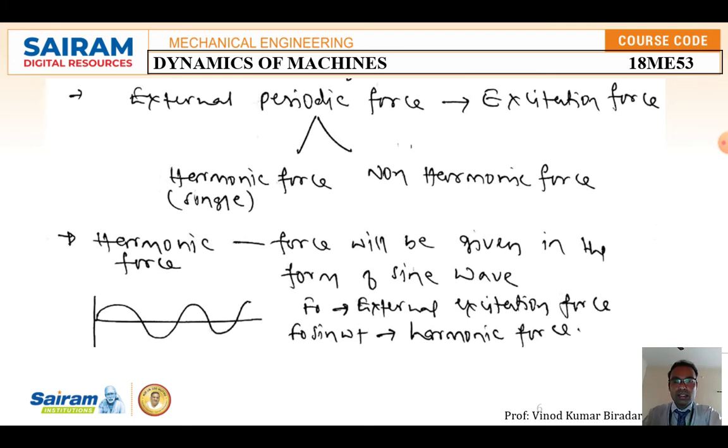Here the harmonic force is denoted by F naught. Remember this: wherever I use F naught while solving problems, it is called the external excitation force.